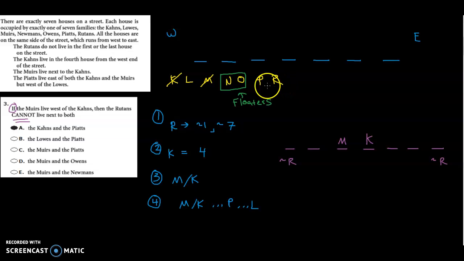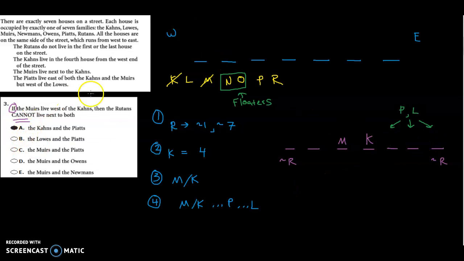The only ones that have restrictions are P, R, and L. And all we know is that P and L have to be somewhere in here. So I'll put that, oops. P and L have to be somewhere in this space here, right? According to rule 4. And then for R, we know that it can't be here or there, but N and O can go anywhere. That's going to become important in just a moment.